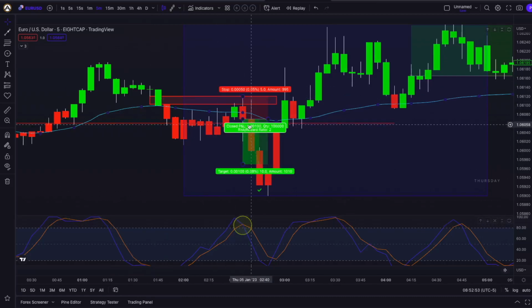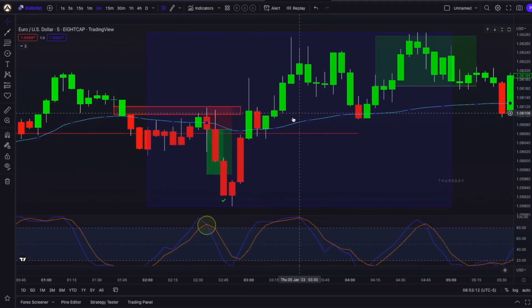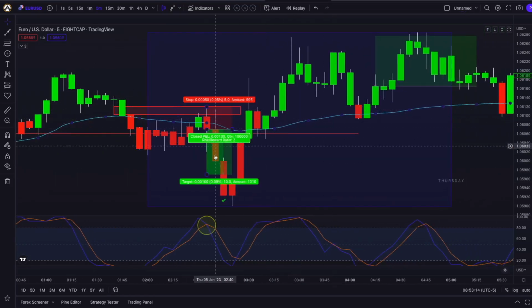We got our crossover right here, and this could have also been a valid entry on the Euro US dollar, but I did not take it. I felt like it's enough risk to be in two trades at the same time on two US dollar correlated pairs. So I did not take this entry on the Euro US dollar, which would have also played out throughout the day right here on the Euro US dollar chart.